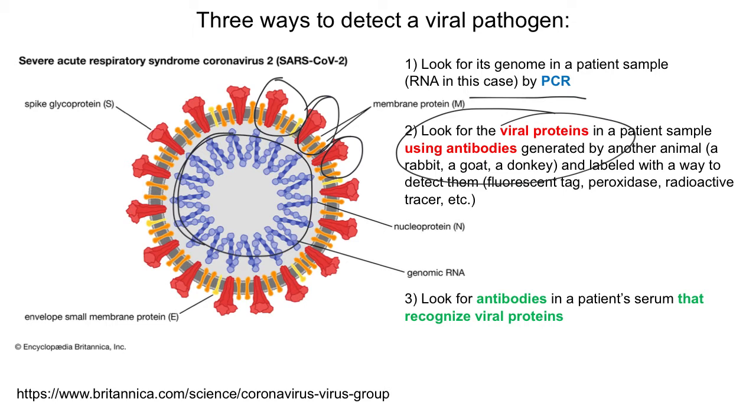The third way is going to be more indirect, but a similar antibody-based method. We'll be looking for a patient making antibodies against these spike proteins. So the goal of vaccination is that you should make antibodies against this virus, and we can ask whether or not that's working, or if you've been infected with the actual virus, by seeing if you make antibodies against it. So those are the 3 methods, and we'll walk through them in this video.